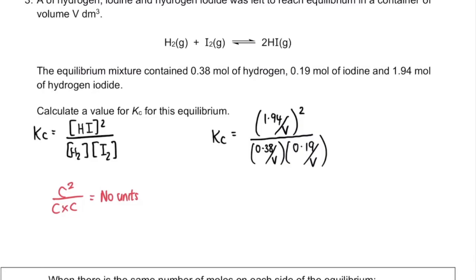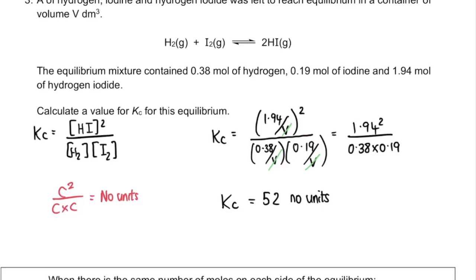But if you notice quite carefully, we worked out there was no units. And what you can see is if you were to expand this, we've got V squared on the top of our expression and we've got a V squared on the bottom. These V's are going to cancel out, just like the units cancel to give no units. If there are no units, then the volumes are also going to cancel out. And so we can rewrite our Kc as just 1.94 squared over 0.38 times 0.19. So go ahead and calculate the value for Kc for this expression. So there you go, I've got 52, I've given it to two significant figures, I've got no units.